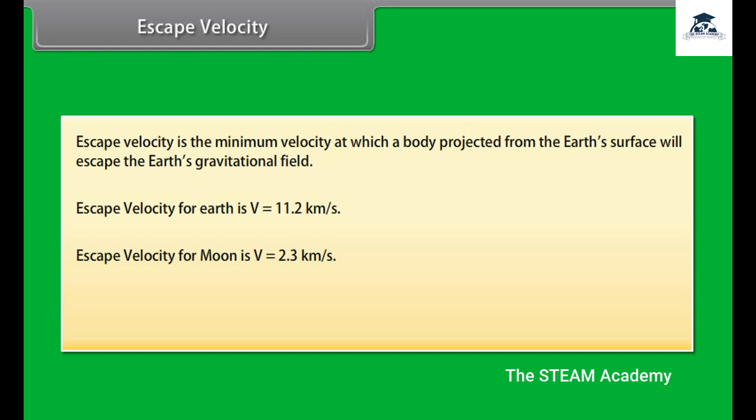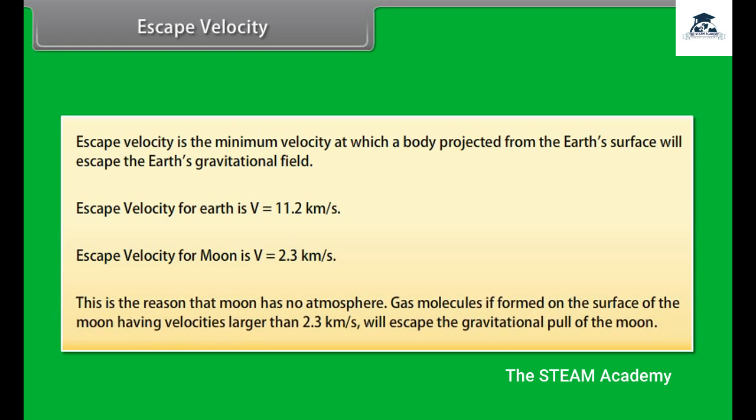Escape velocity for the Moon is v is equal to 2.3 km per second. This is the reason that the Moon has no atmosphere. Gas molecules, if formed on the surface of the Moon having velocities larger than 2.3 km per second, will escape the gravitational pull of the Moon.